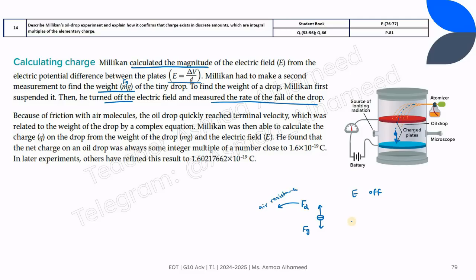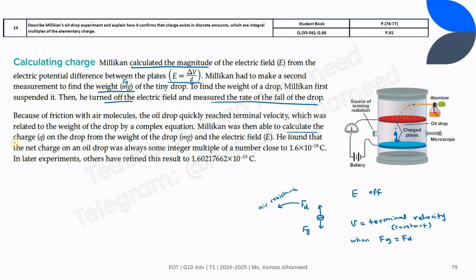So what happens is the electron will reach something called terminal velocity. When do we reach terminal velocity? When you have Fg equal to Fd. So the object will not fall freely down. No, it will be moving at a constant velocity, which is known as the terminal velocity. So this one will be a constant velocity.